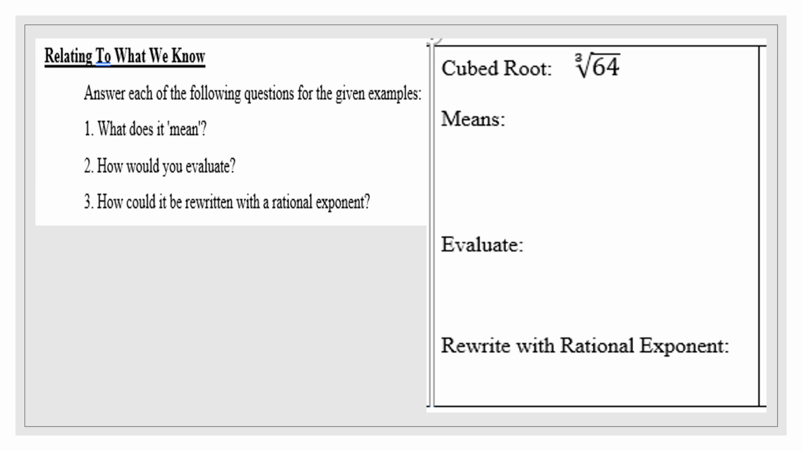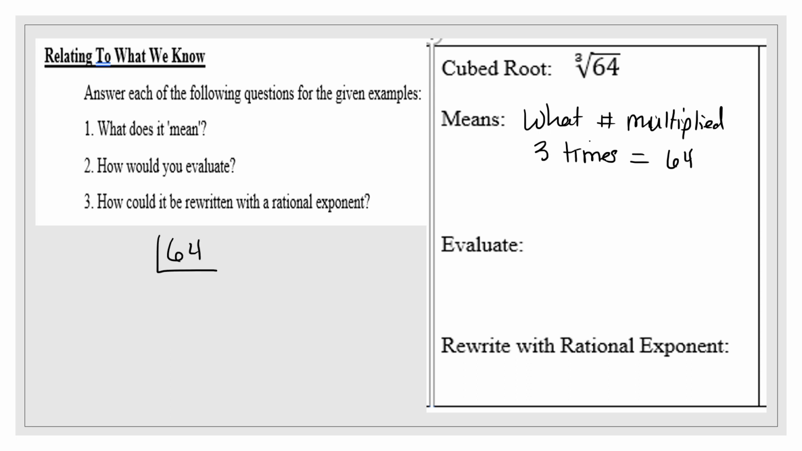But we want the rational exponent form. Okay, the cubed root of 64 means what number multiplied how many times? That's right, multiplied 3 times equals 64. So we can evaluate, thinking about things that multiply to give me 64. A lot of us are going to go 8 times 8, but remember I can break those down even more. So let's start with 2.